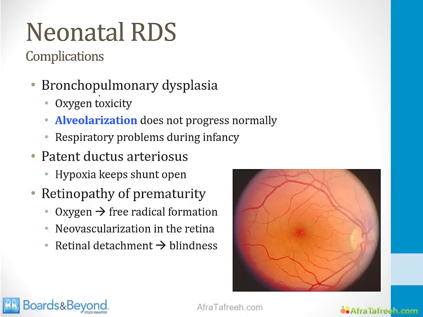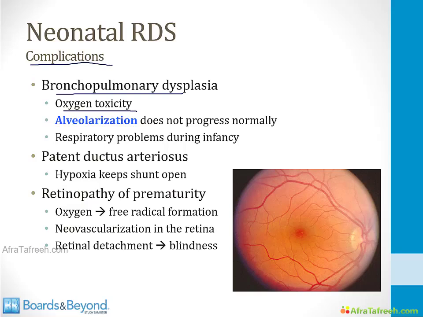So neonatal RDS is bad because it affects gas exchange in the baby, but it's also bad because there are a number of complications that can develop when the baby does not have normal lung function. First one is bronchopulmonary dysplasia. I talk about this in more detail in the video on pulmonary embryology. But babies with neonatal RDS are often administered oxygen, and high concentrations of oxygen can lead to toxicity, which can cause the lungs to not develop normally.